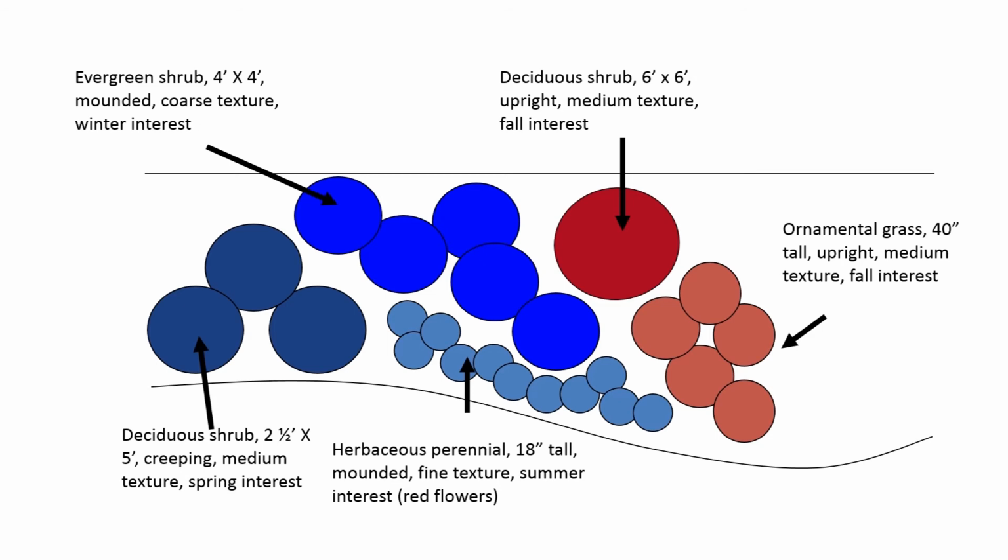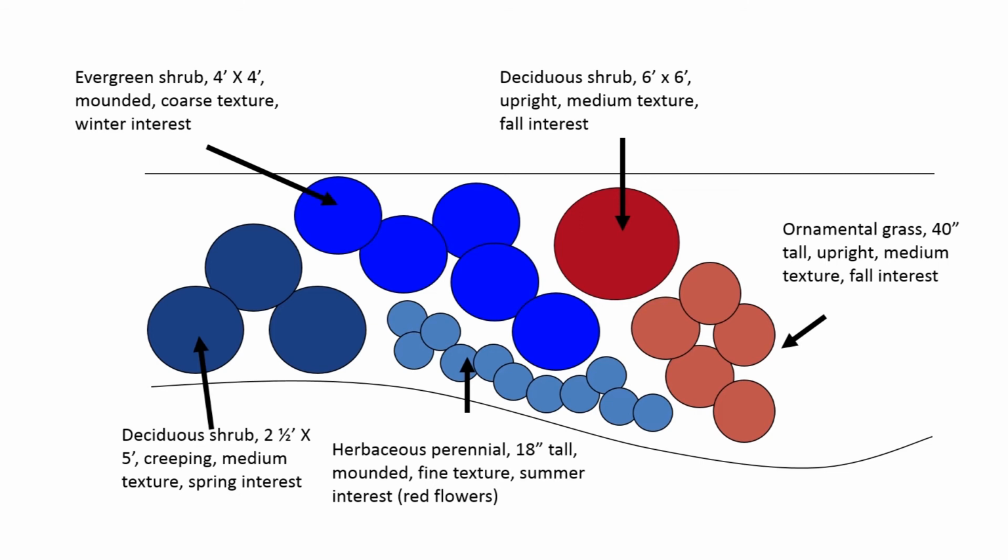The form will be mounded, which, while similar to the evergreen behind it, is different than the creeping form on the left and the upright form on the right. So variety, but a good transition. And we'll say that it has summer interest, and that interest will be red flowers. With these characteristics, you see that we have all the seasons covered.